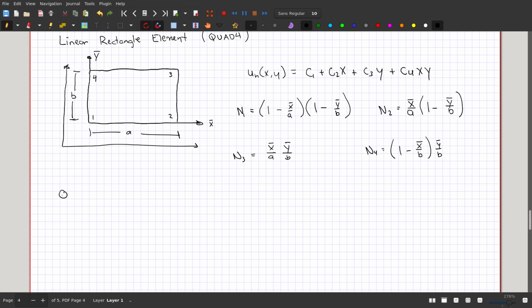We could also have a quadratic triangle.